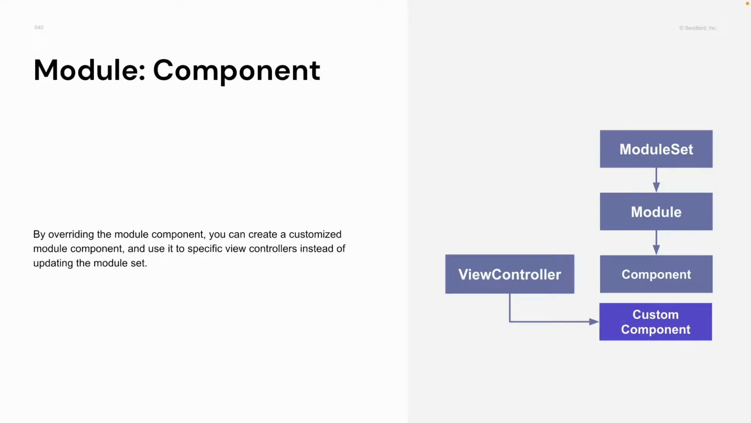The second way to customize a module is to update the module component in the view controller to the customized component. By overriding the module component, you can create a customized module component and use it in a specific view controller instead of updating the module set.